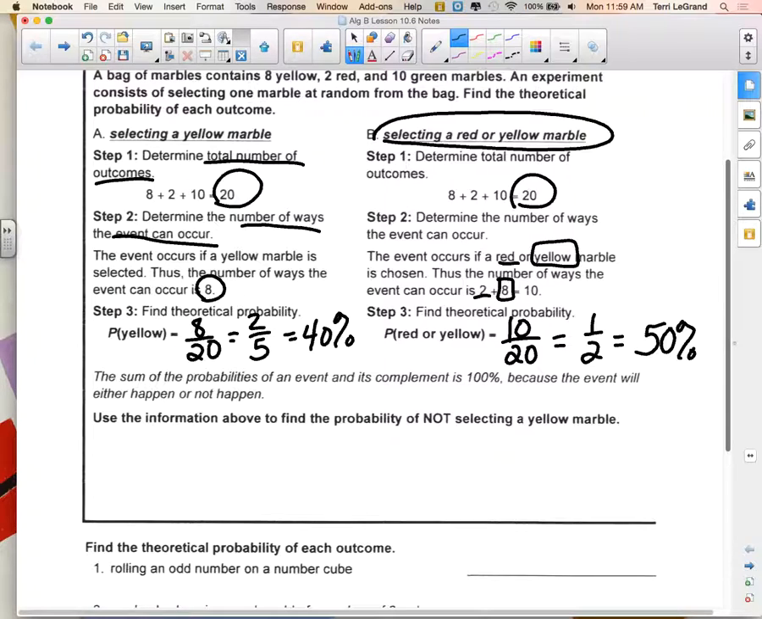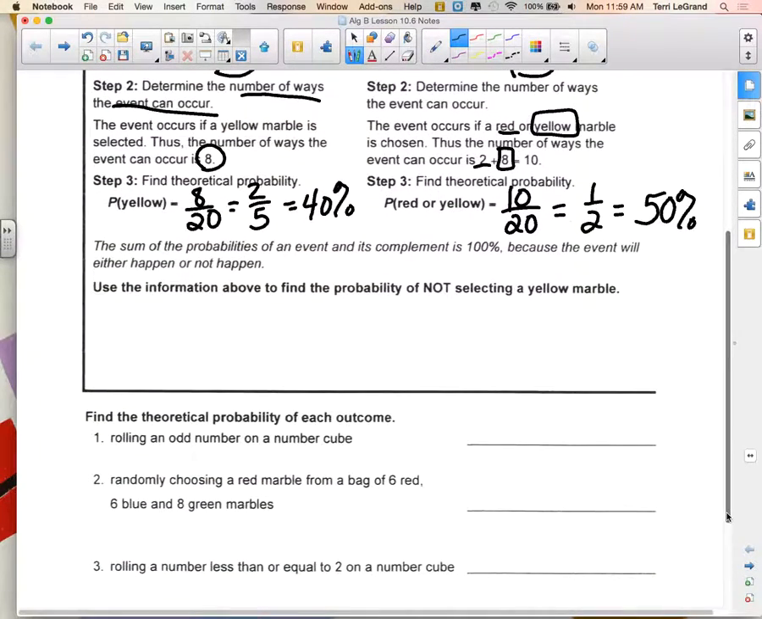Okay, what do we call that? Impossible? Unlikely? As likely as not. As likely as not, yes. As likely as you're going to pick a red or yellow marble as you're not going to pick a red or yellow one. Okay, and then we talked about this some on Friday too.